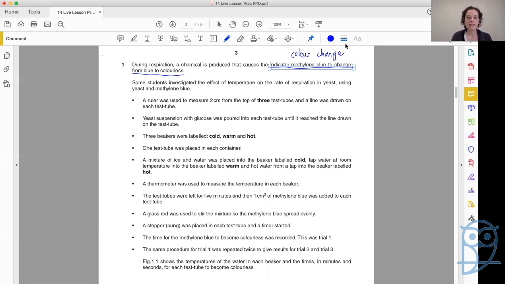So now they tell us that some students investigated the effect of temperature on the rate of respiration in yeast using yeast and methylene blue. So methylene blue we've linked to our color change. Respiration is what's causing the color change. So let's just pull this apart a little bit more. Effect of temperature. Okay, so this means that temperature must be our independent variable.